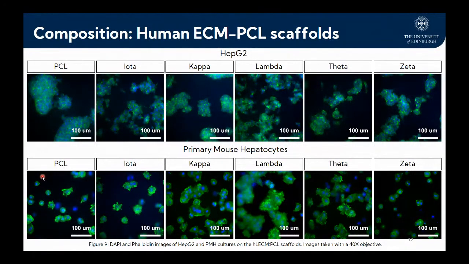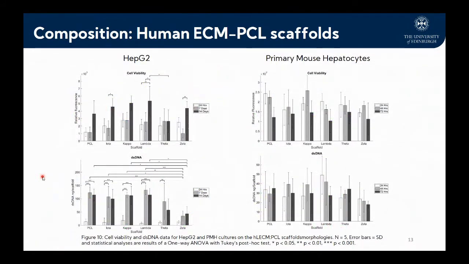We went forward and we cultured some HepG2s and also some primary mouse hepatocytes again on these scaffolds. And here you can see the cells with some DAPI and phalloidin staining. We did some cell viability and DNA analysis on the cultures, and we saw that the incorporation of different ECMs seemed to have an influence on the proliferative activity, at least of the HepG2s. We can see down here in Zeta that we're seeing much lower levels of DNA increases over time. With the primary mouse hepatocytes, we don't see huge differences because they're not hugely proliferative in our cultures.